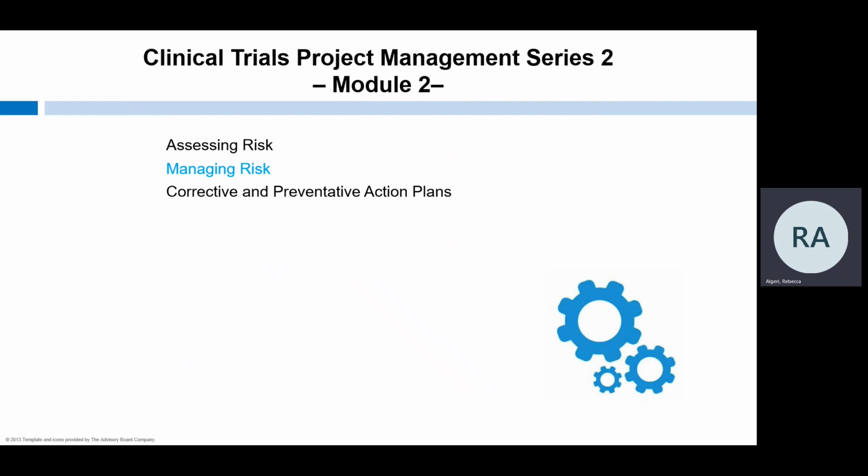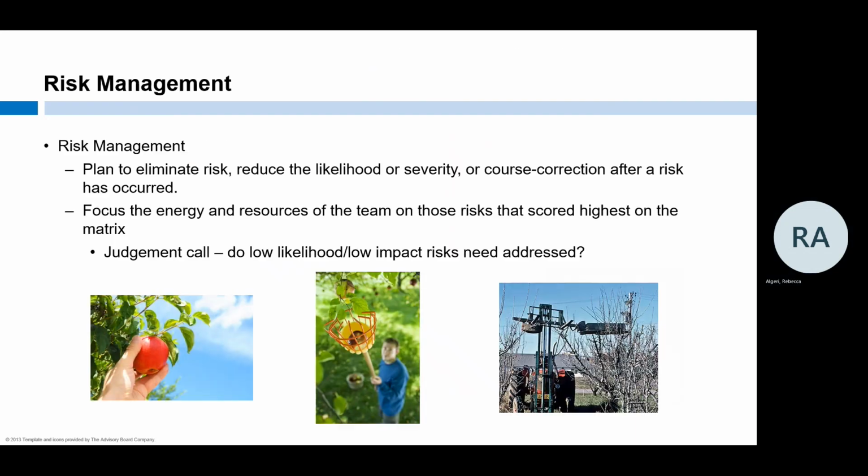With our risks identified, let's move on to managing those risks. Risk management is having a plan to eliminate the risk from occurring, reduce its likelihood or severity if it does happen, or proactive course correction if the risk does occur. As with all aspects of the project, we need to manage our resources wisely. It is unrealistic to develop a risk management plan that accounts for every identified risk. The plan will be as complicated to carry out as the protocol. It's up to the team to decide what risks require managing, but your plan will have the greatest impact if you focus energy and resources on the risks that scored highest on the matrix. The rest is a judgment call.